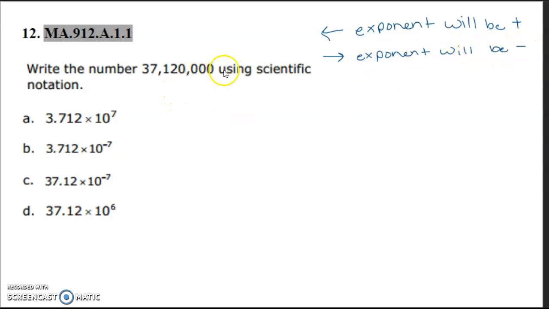Okay? So what we're going to do is the decimal's at the end, and we're just going to see how many spaces it takes because we need to move it to the left. So we're going to go 1, 2, 3, 4, 5, 6, and 7. You don't ever go to the very beginning. You always want a whole number in the front. So you should have 3.712, and then we moved it 7 to the left. So I am looking for a positive number. So you should have A.